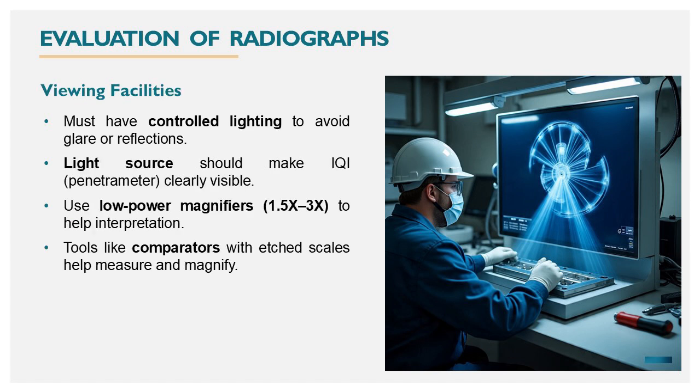Viewing facilities must have controlled lighting to avoid glare or reflections. The light source should make the IQI, penetrometer, clearly visible. Use low-power magnifiers, 1.5x to 3x, to help interpretation. Tools like comparators with etched scales help measure and magnify.